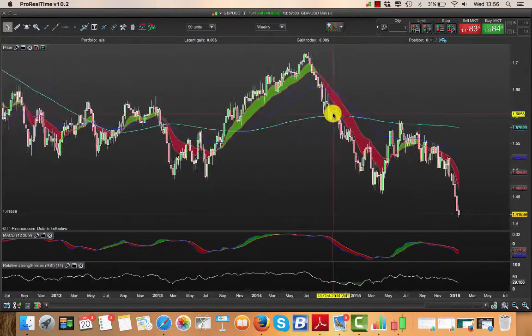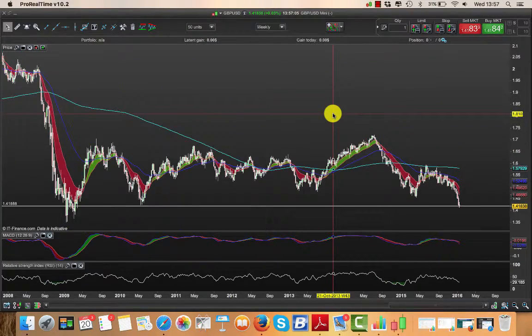And there are maybe fundamental reasons why that could be, but we concentrate mainly on the technicals, and the technicals are showing me that the British pound to the US dollar is at the lowest it's obviously been for a good period of time.